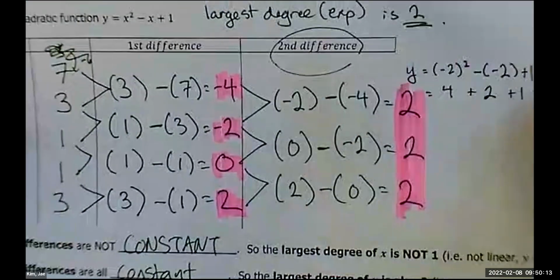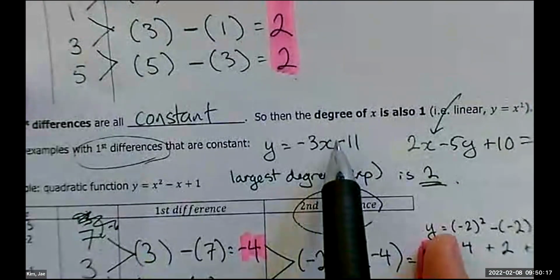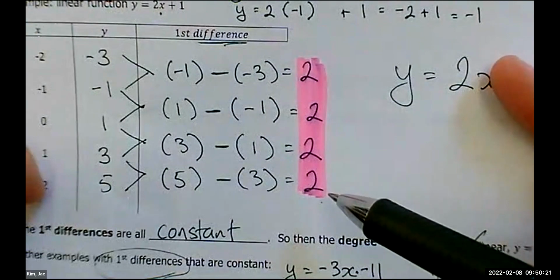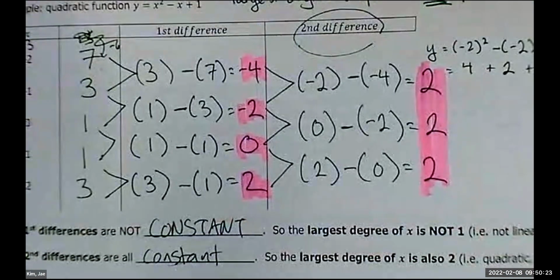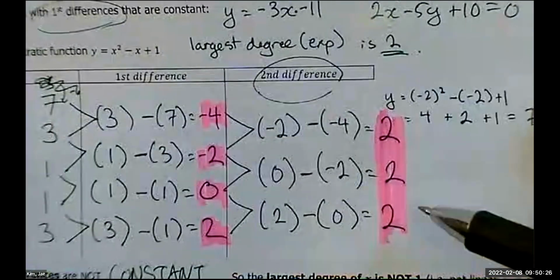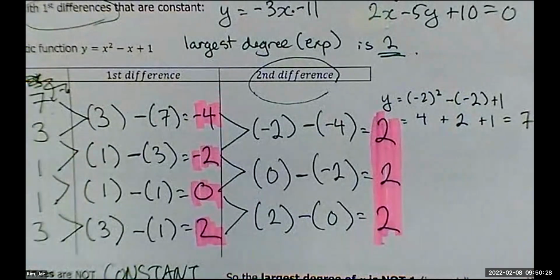Well, that's the relationship that we're trying to prove, right? If the exponent was a 1 like this, the first differences are going to be the same. If the exponent is a 2, the second differences are going to be the same. Okay. And that's the end.